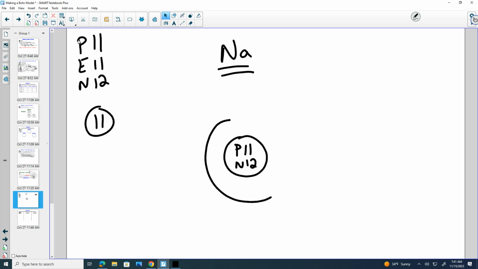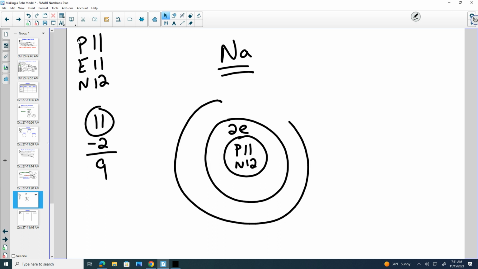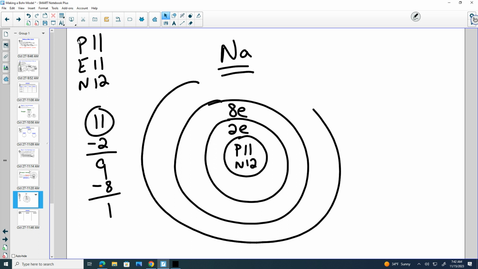Can you put all 11 electrons in the first energy level? No, the maximum number that fits is 2. So if you had 11 and you placed 2, you have 9 left over. 11 minus 2 is 9. Can you put all 9 in the second level? Well, no, you can't because the maximum number that fits is 8. So you place 8, giving you 1 left over. Will the next electron fit in the third level? Absolutely. You can put up to 8. So this is the completed Bohr model for sodium. Hopefully that helped. Good luck.